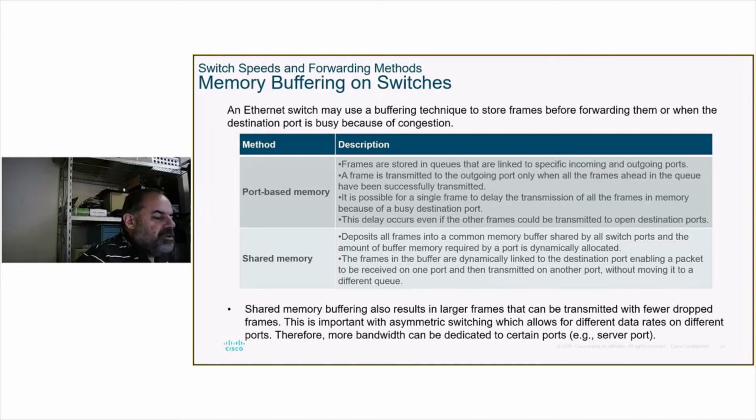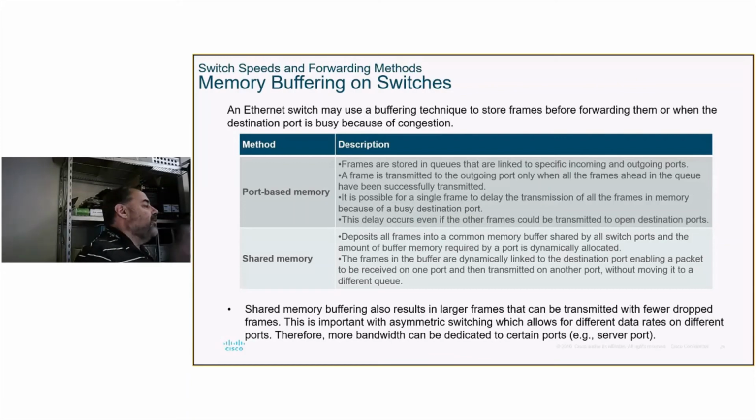Shared memory buffering also results in larger frames that can be transmitted with fewer dropped frames. This is important with asymmetric switching, which allows for different data rates on different ports. Therefore, more bandwidth can be dedicated to certain ports. That is something we probably need to talk about. If you look at the switches in this rack here, they've often got two ports that are gigabit and the rest are Fast Ethernet. So if I've got a workstation that's uploading something, sending something on the network, and it's arriving at Fast Ethernet, it can't go straight to a gigabit port and be transmitted because it's not arriving quickly enough, because gigabit Ethernet will take 1/10 of the time to transmit the data that Fast Ethernet would.